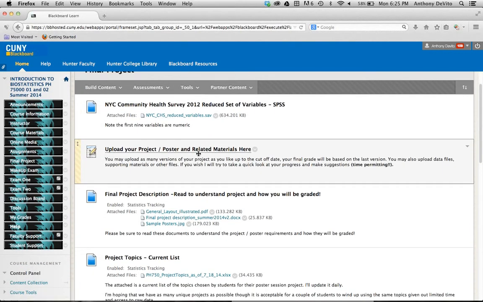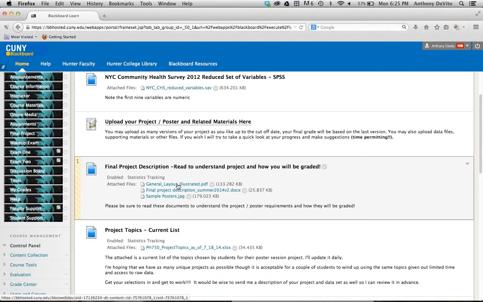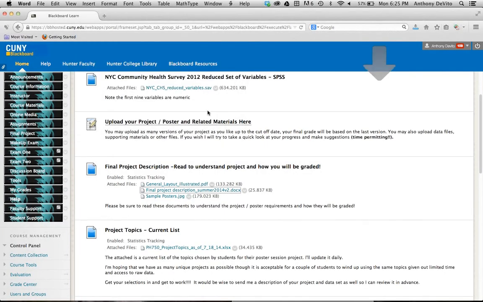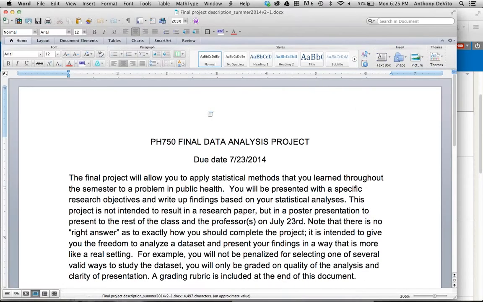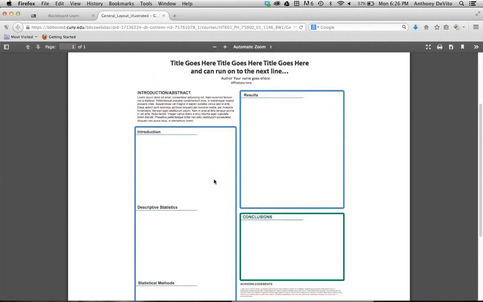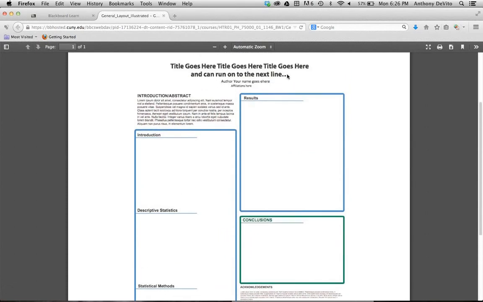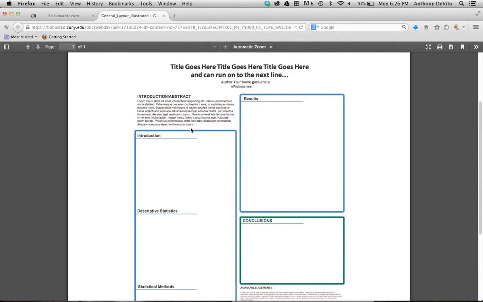You have, I just want to show you the final project description, just so we go over this. Basically, let me open up this illustrated layout. This is what your project's going to look like. You're going to have a title, you have your name up here on your title, and an affiliation, if you have any affiliation, you want to put it down there.